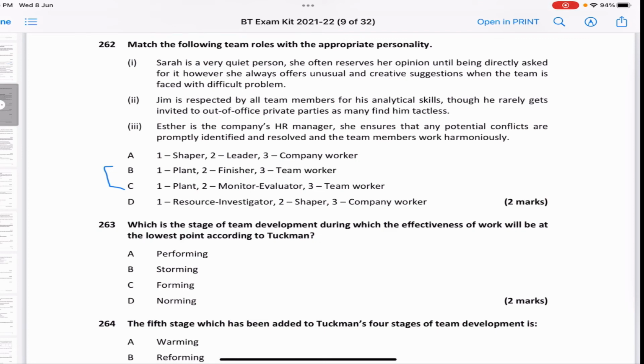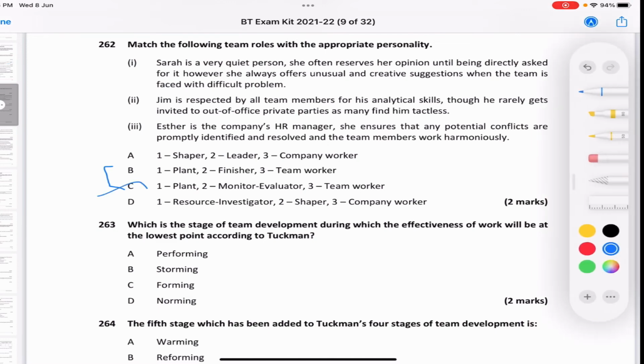So, okay. Now we know that Jim is someone who has analytical skills, but people find him tactless. So, what do you think this should go with? This would go with C, because people find him tactless because he evaluates and criticizes.